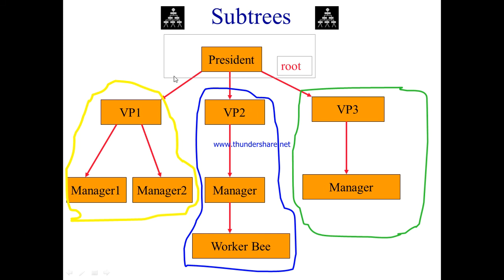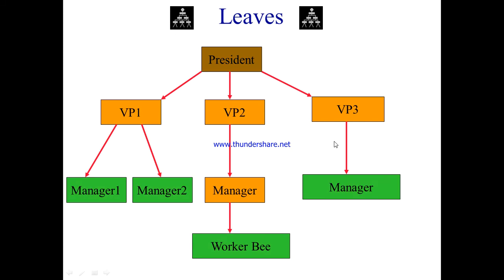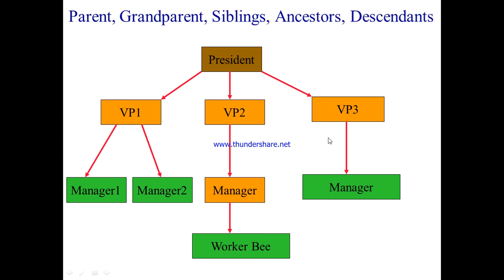Wherever we say subtree, except the root node, the partitions you consider are said to be subtrees. And coming to the leaves, what are the leaves? I already told you, they are manager 1, manager 2, worker B, and this manager. These green colored things we are representing are said to be leaves. Why? Because these do not have any children. Whatever node in the tree doesn't have any child, that node is said to be a leaf. So these are the leaves in this particular example.